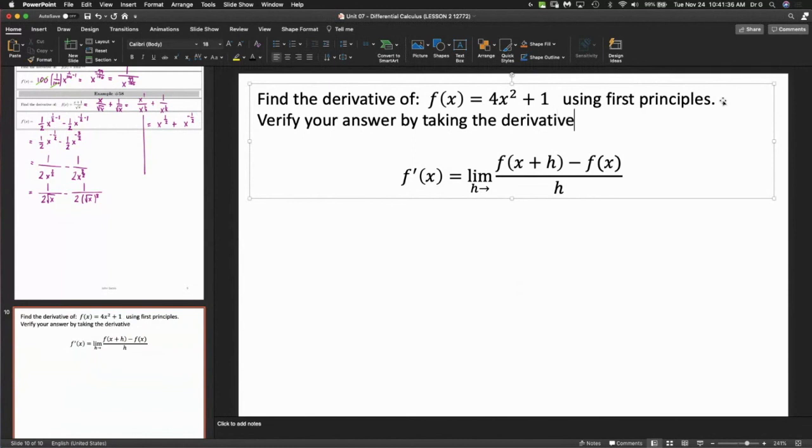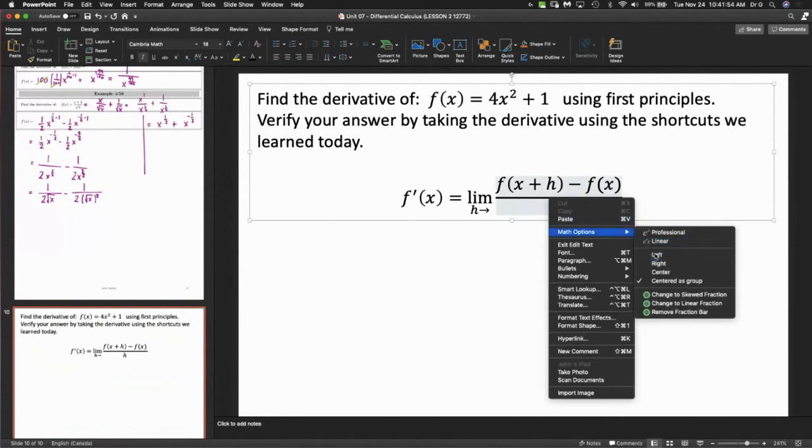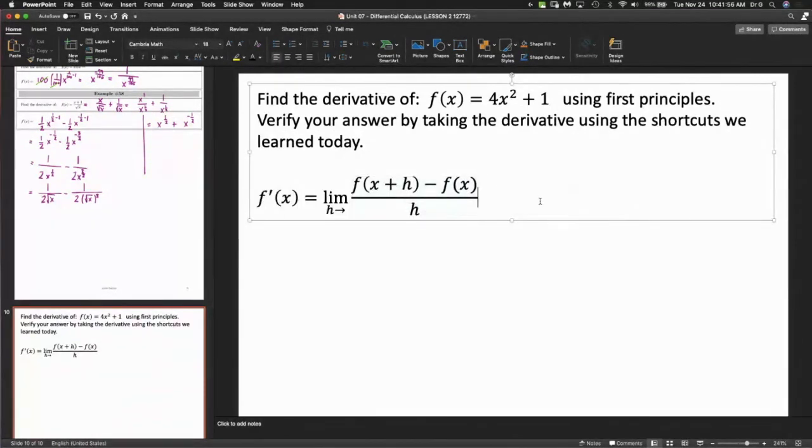I'll check that in a minute, Vittorio. Verify your answer by taking the derivative using the shortcuts we learned, okay? So there you go. Off on your merry way here. I'll give you guys 5 minutes, okay? 5 minutes on this one.